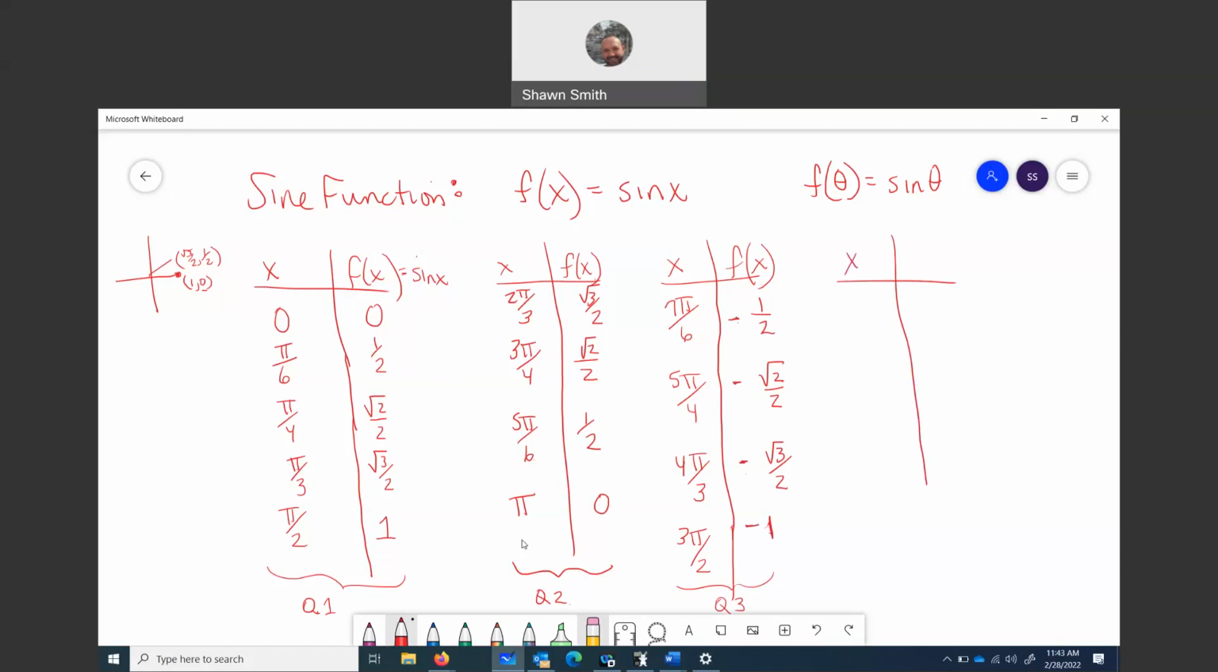And lastly, quadrant 4. Next, we'd run into 5 pi over 3, and then 7 pi over 4, then 11 pi over 6, and back at 0, which is also 2 pi. Again, everything in quadrant 4 is negative, right? And 2 pi is the same as 0, so it evaluates to 0. 5 pi over 3 has reference pi over 3, so it's the square root of 3 over 2, negative. Square root of 2 over 2, negative, and that makes a -1.